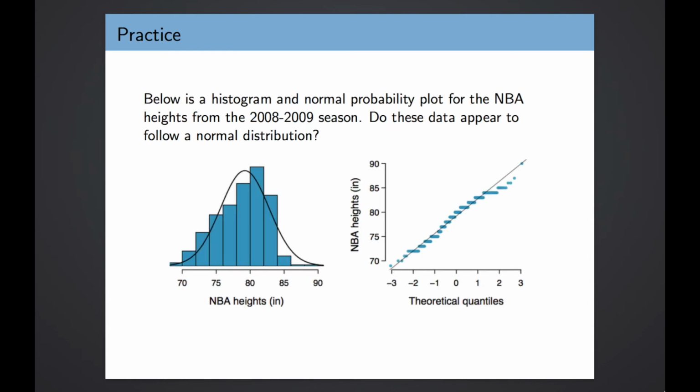So let's see if we can apply these graphical tools for evaluating the normality of data. Here we're looking at a distribution of heights, just like we were looking at before, except in this case we're looking at the distribution of heights for NBA players in the 2008-2009 season. So take a minute and look at these plots and answer for yourself whether these data seem to follow a normal distribution or whether they are not normally distributed.